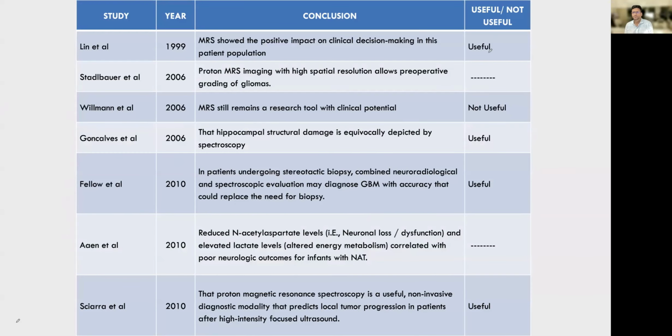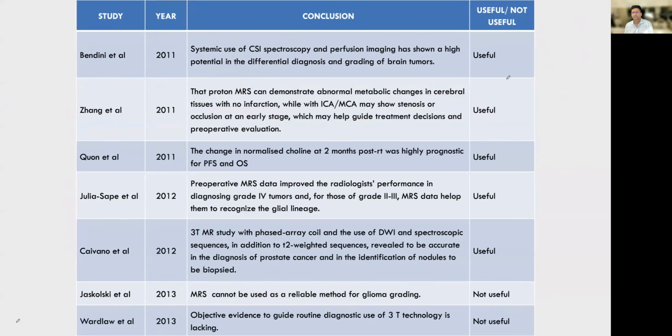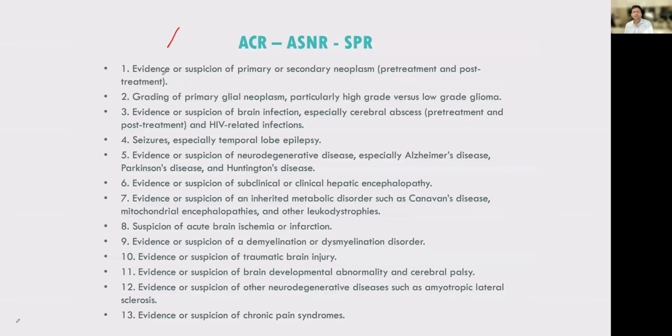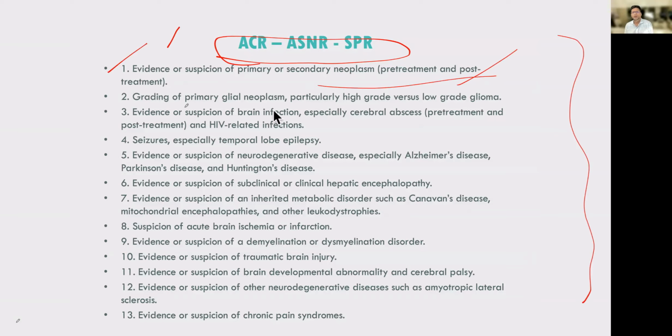So ultimately, there are so many articles saying it is useful, not useful. If you carefully see, most of them are saying MRS is really useful. I've gone through and just given it. And recently, there are so many guidelines. The societies have all met, and they have made some guidelines where it is definitely useful in post treatment. One of the best indications is pre and post treatment assessment, glial neoplasm versus low grade neoplasm, HIV, seizures, epilepsy, and so many guidelines.